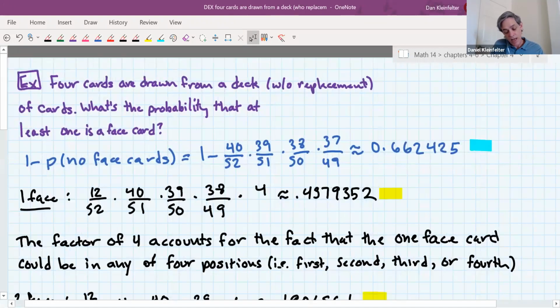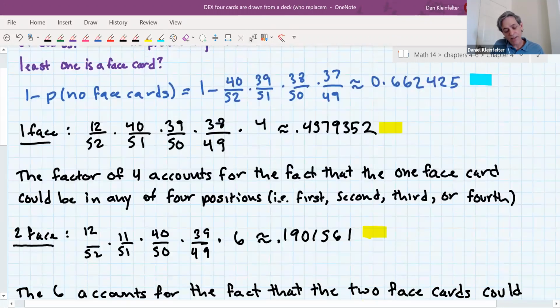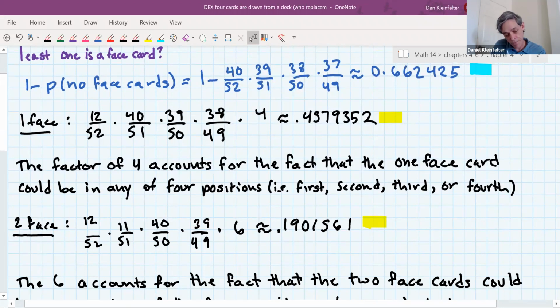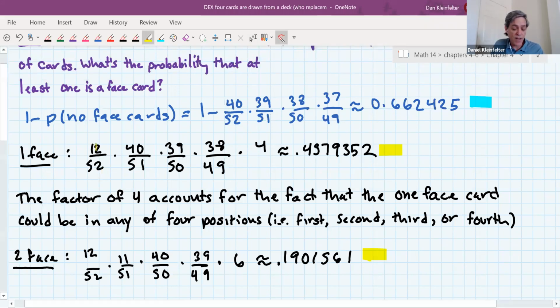So there's the problem. And we saw the probability done directly was 0.6624, just about. Okay, so if we're going to do this directly, we need to figure out the probability first of getting one face card. So the probability of getting one face card is going to be, well, the first one needs to be a face card. There are 12 face cards out of 52 cards. And then this is done without replacement. So there's 51 cards, out of which 40 are face cards. Then for the third draw, there are 50 cards left, out of which 39 are face cards, and then 49 cards, out of which 38 are face cards.